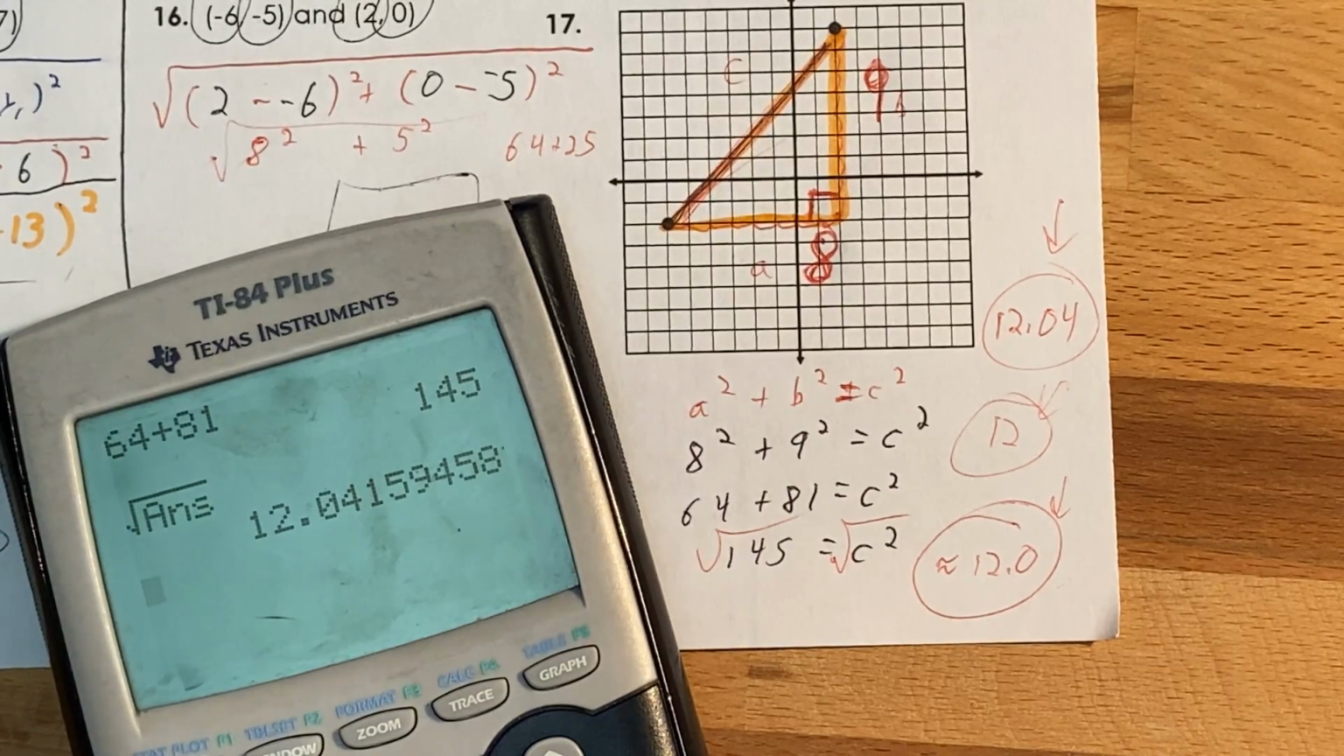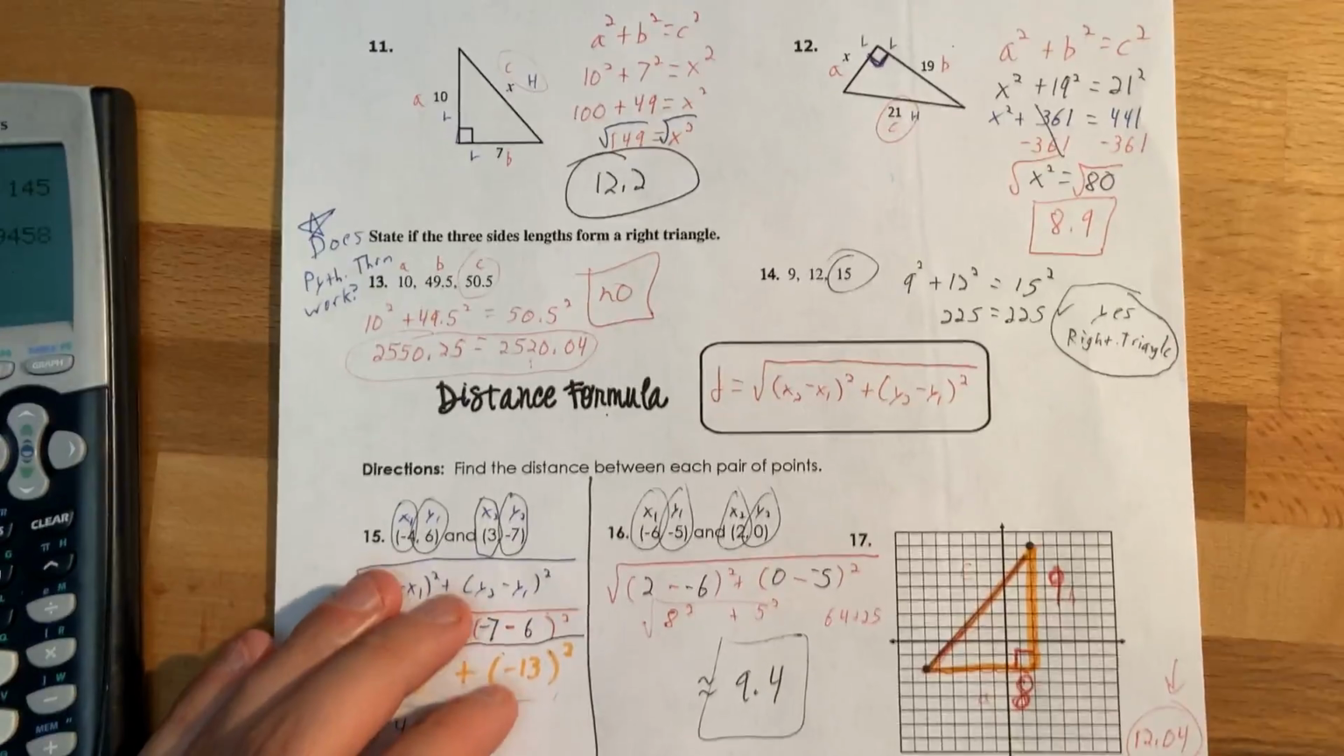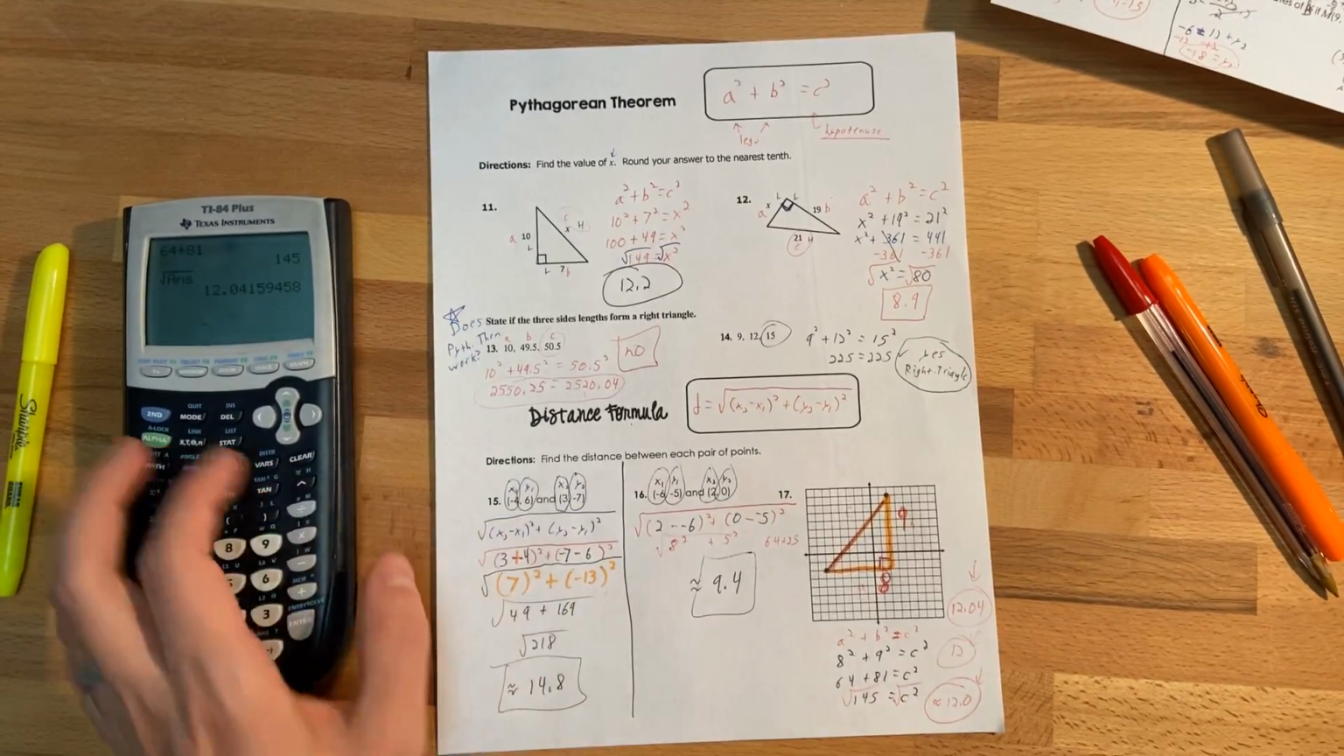But okay, that's it. Hopefully that makes sense. If not, you can go back, rewatch, pause at times.